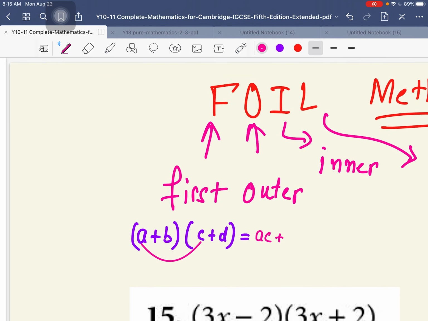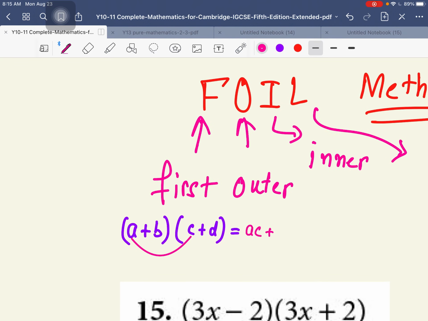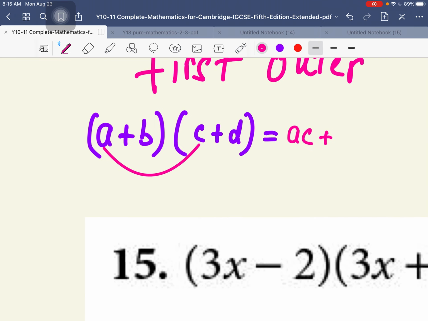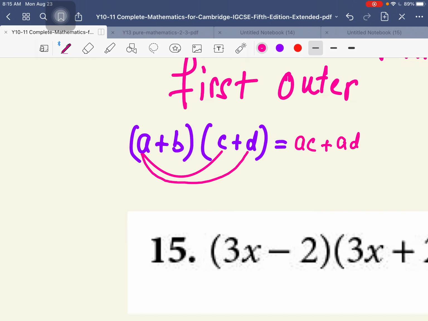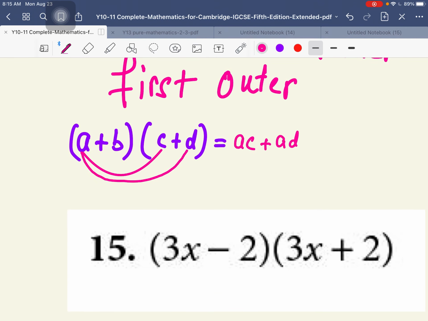Then by the formula we should multiply the outer terms. As you can see, in both brackets A and D are the outer terms. So A is the outer term, the exterior term of the first bracket, and we multiply it with the outer term D of the second bracket. We get A times D as AD. Then a positive sign here.